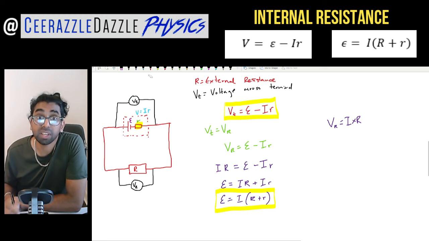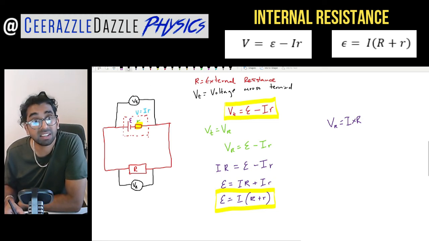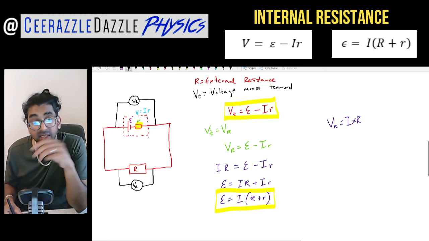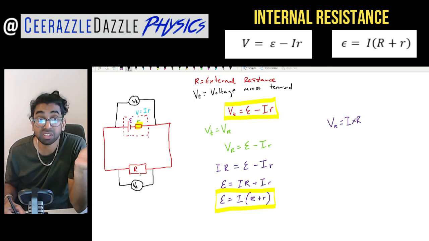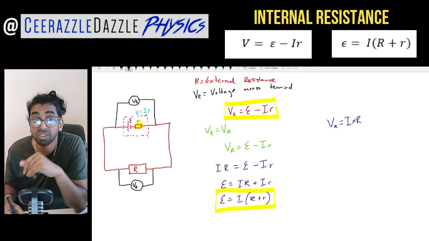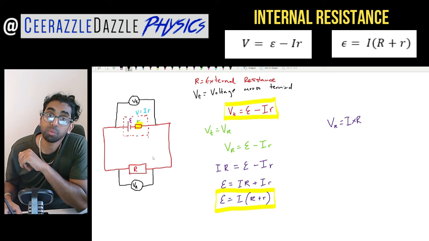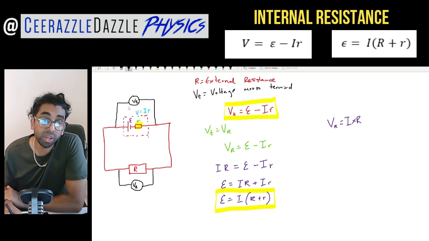Okay, now scrolling down. Then I did the following, guys. I then said, guys, let's connect our cell to an external resistance R over here. Right, what's going to happen is this. We know that the voltage across the terminal will be the same as the voltage dropped across the external resistance. Therefore, VT is equal to VR. Yes, both these are the same.